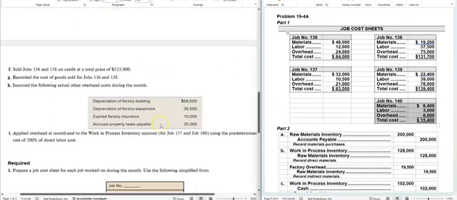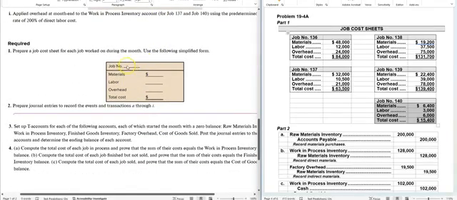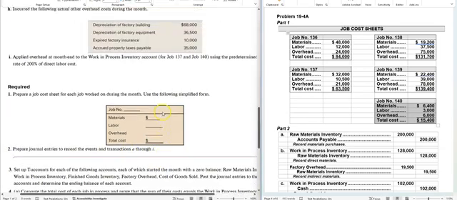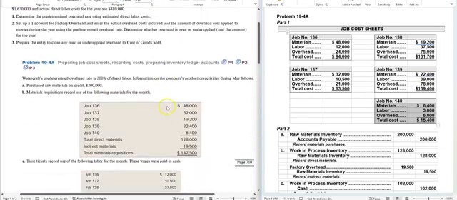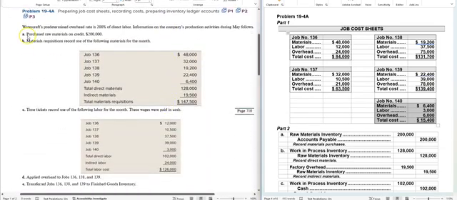Our next job now is for the accounting department to take these job cost sheets along with some additional information that's provided and prepare journal entries to record all of these into the accounting system. All right, so let's go up here and look at our information. The first thing that they're providing us details about was the amount of purchased raw materials. All of these materials were bought on credit. Total cost of the materials purchased, $200,000.